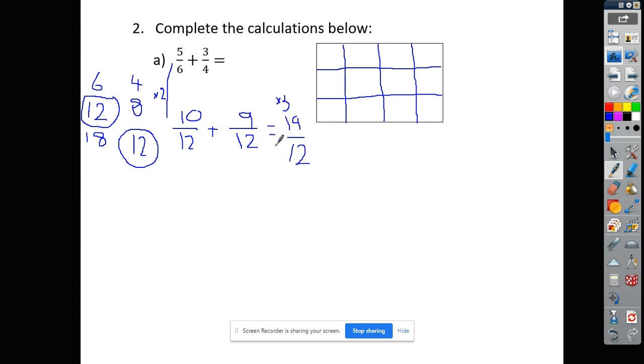Now some of you may have recognised straight away that's greater than 1. So I know that I've got 1 whole. How many left over? Because we know 1 whole is 12/12. I know then I have 7 left over. So I have 7/12. 1 and 7/12. So stop the video, go and have a go at some of the questions and see how you get on.